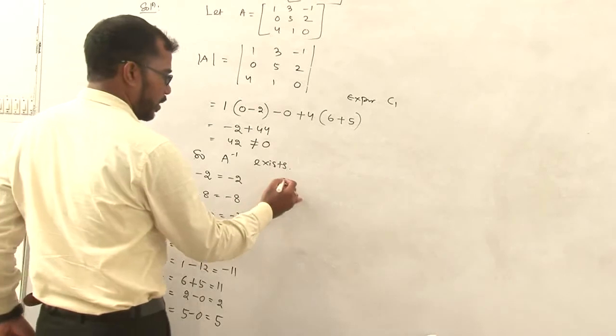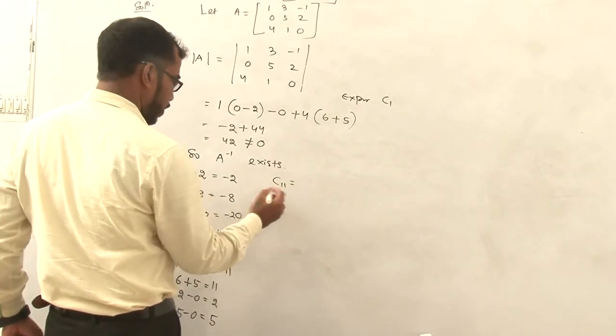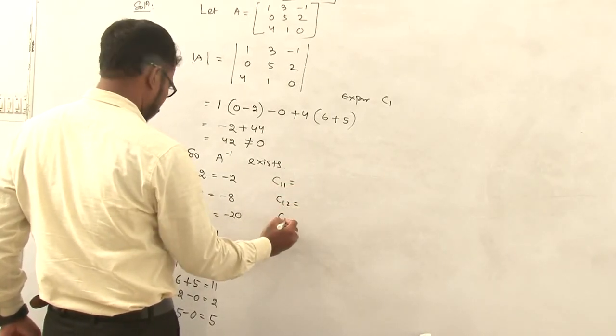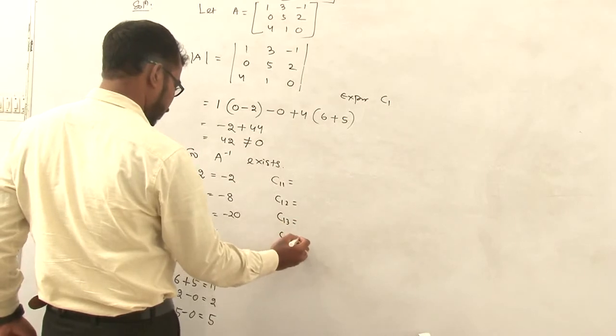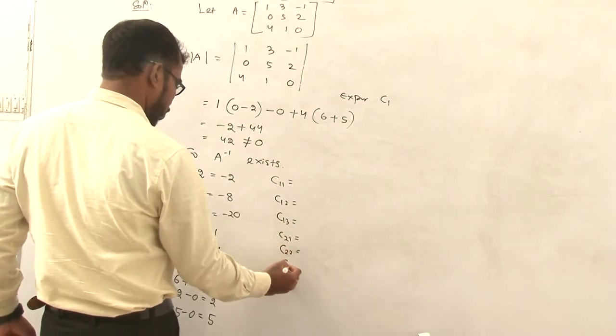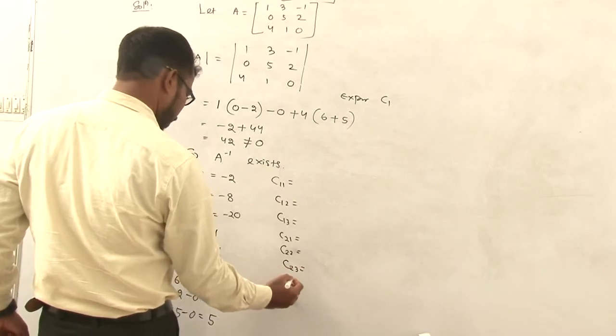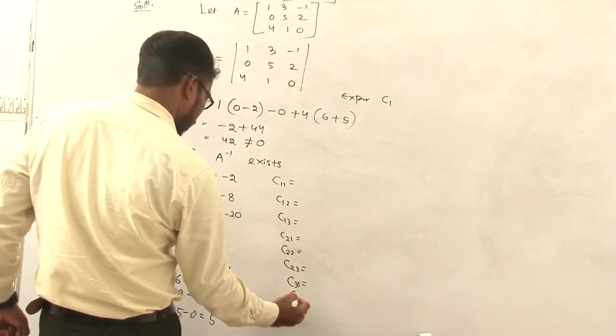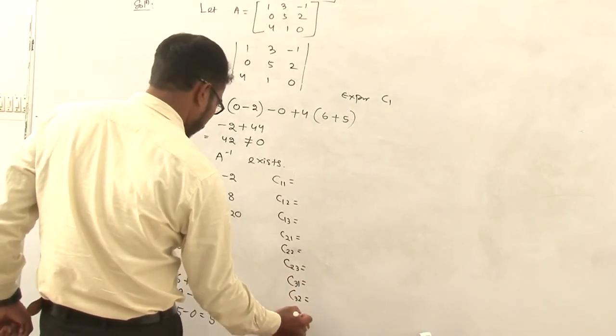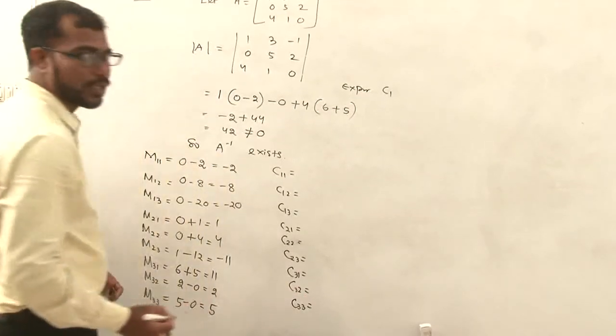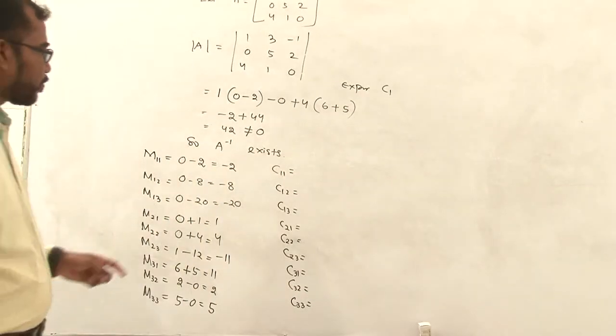Now we find the corresponding cofactors. So C11, C12, C13, C21, C22, C23, C31, C32, and the last one is C33. Okay, so these are the cofactors.